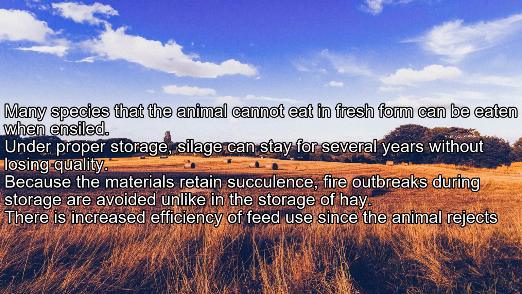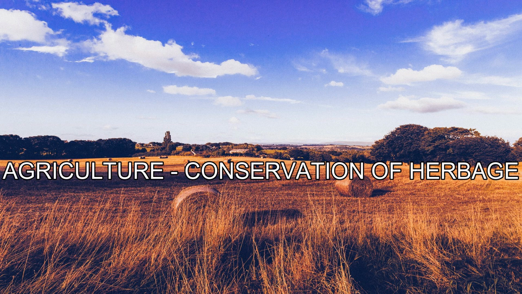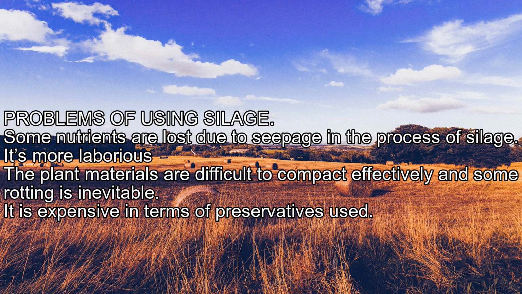losing quality. Because the materials retain succulence, fire outbreaks during storage are avoided, unlike in the storage of hay. There is increased efficiency of feed use since the animal rejects less. Agriculture conservation of herbage. Problems of using silage.